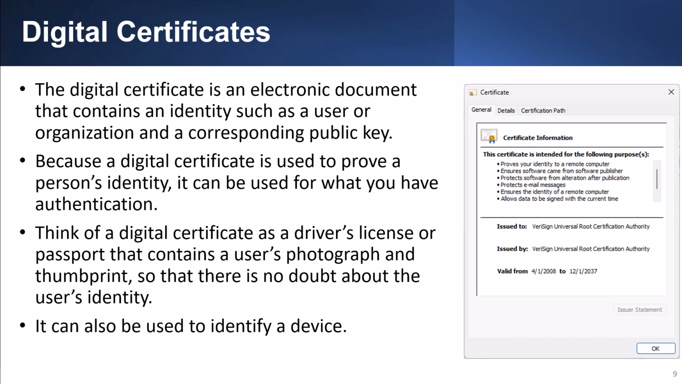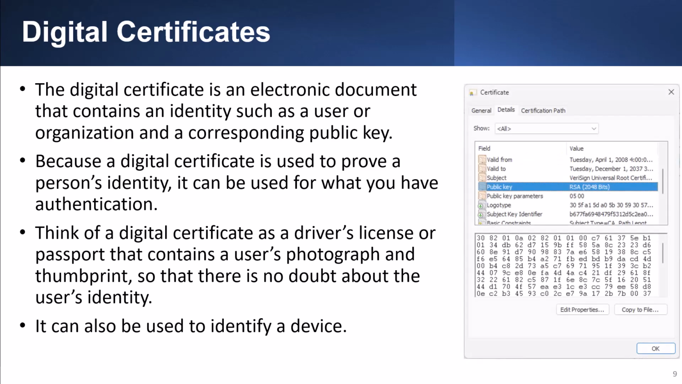The digital certificate is an electronic document that contains an entity, such as a user or organization, and a corresponding public key. Because a digital certificate is used to prove a person's entity, it can be used for what you have authentication. Think of a digital certificate as a driver's license or passport that contains a user's photograph and thumbprint so that there's no doubt about the user's entity. It can also be used to identify a device.